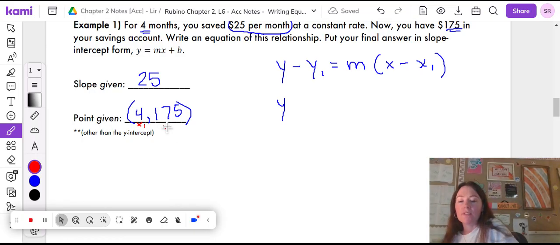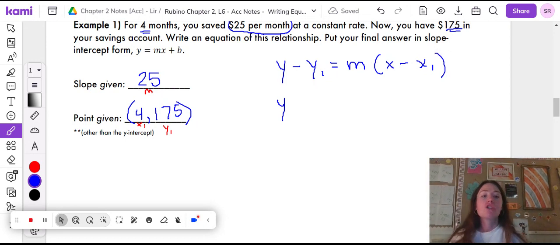4 is x sub 1. 175 is y sub 1. So I'm replacing x sub 1 with 4. I'm replacing y sub 1 with 175, and my slope is m. So I'm replacing m with 25. You don't replace the x and y, okay? Just like with slope-intercept form and with standard form, you should always have an x and a y in your final equation. So I leave the y alone.